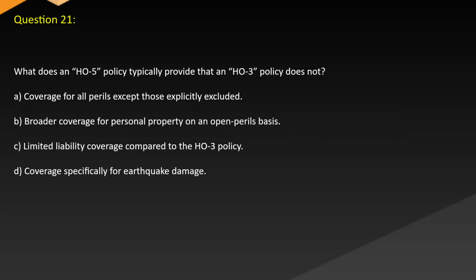Question 21. What does an HO5 policy typically provide that a HO3 policy does not? A. Coverage for all perils except those explicitly excluded. B. Broader coverage for personal property on an open perils basis. C. Limited liability coverage compared to the HO3 policy. D. Coverage specifically for earthquake damage.